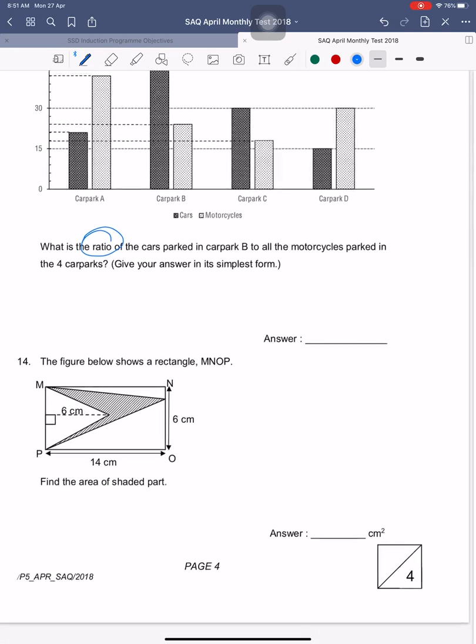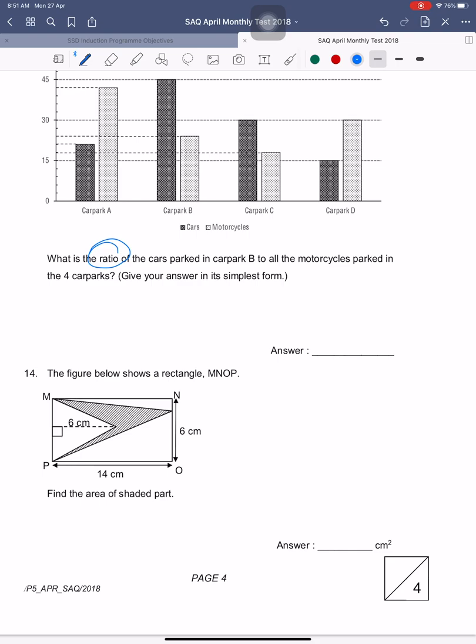Area of triangle. The figure below shows a rectangle MNOP. So let me just guide you. What is the meaning of MNOP? That means M is here. You follow my blue ink, MNOP. Alright, so that is the rectangle that the question is referring to.